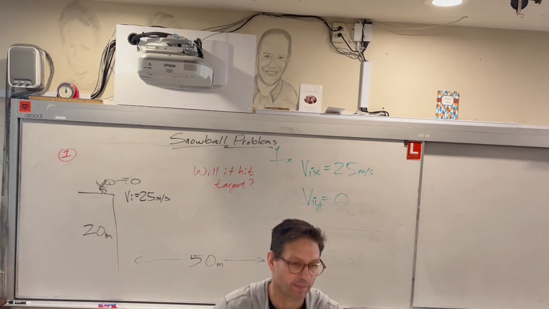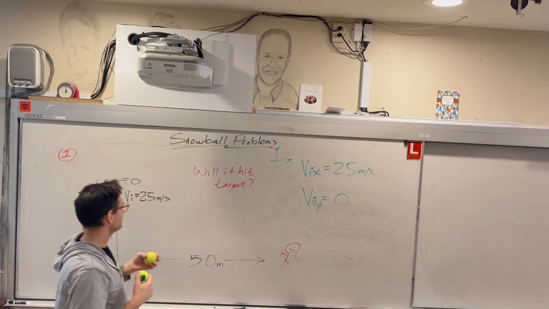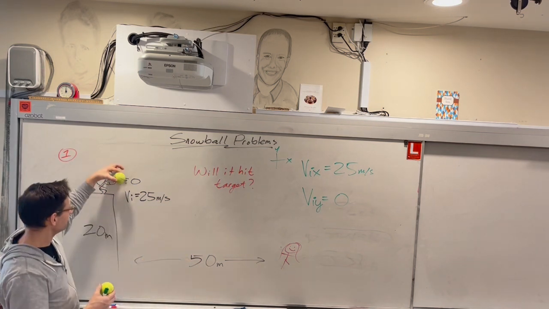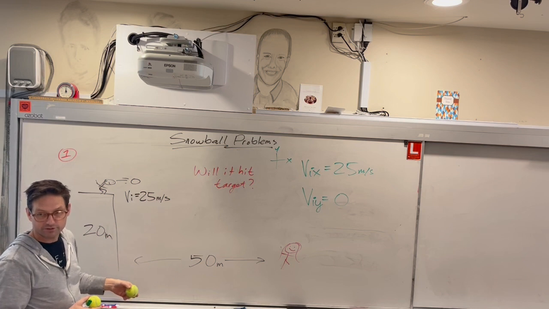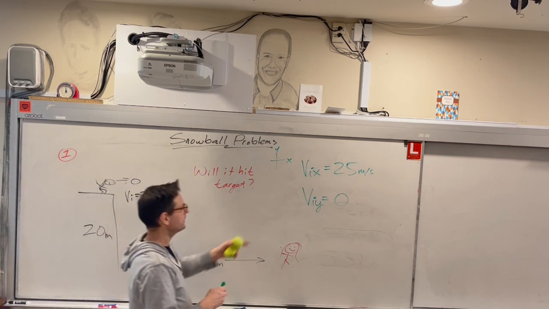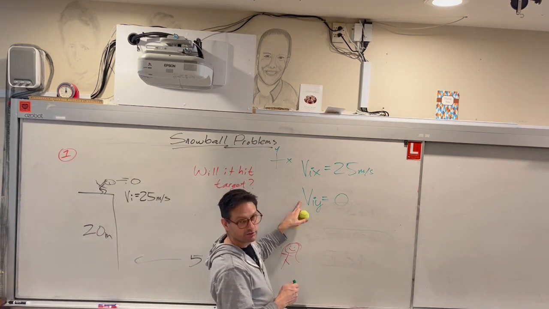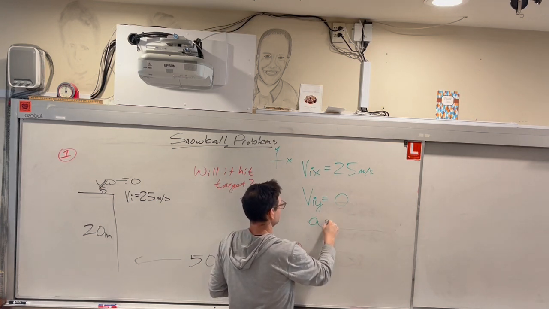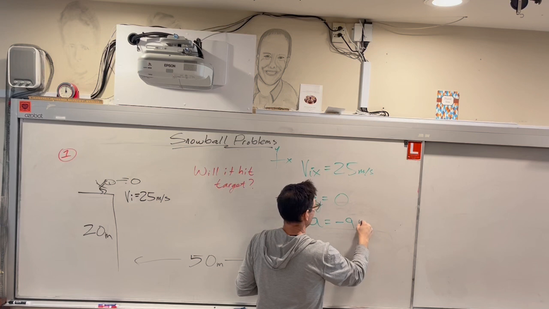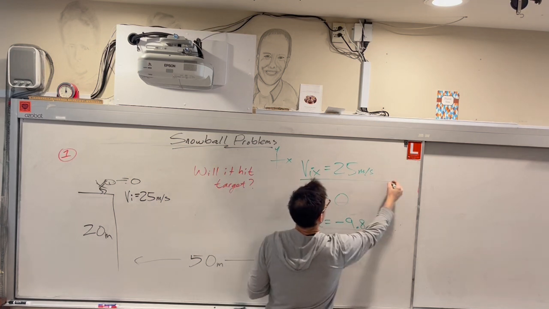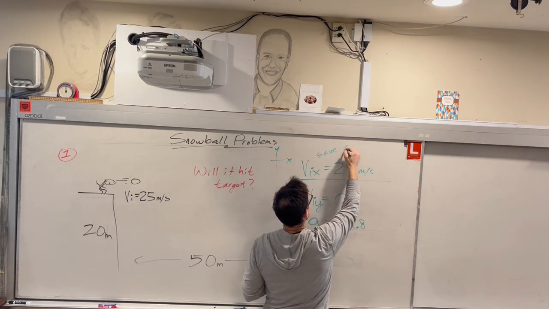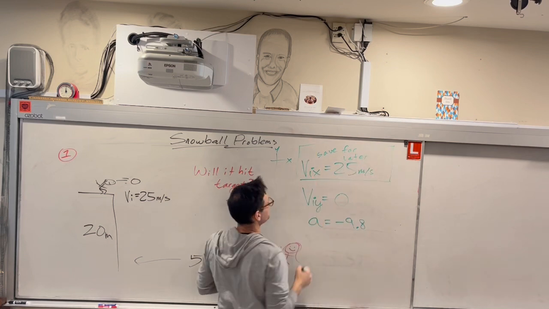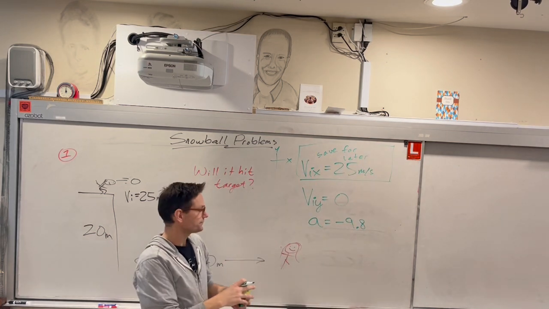So for us to find the time it takes to get to the ground, all we need to do is pretend that we're just dropping it straight down. Okay, so we know VI, so this is the vertical VI. What's my acceleration vertically? Negative 9.8. And this one we're going to save for later. So we're going to do the vertical part first.